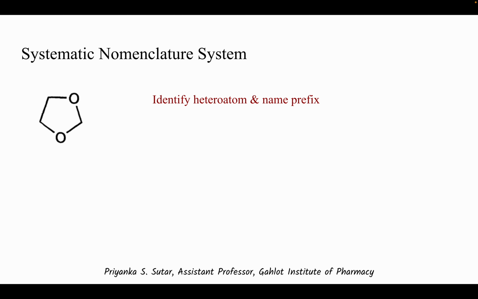So the first question: whenever you see a structure, the first thing you have to do is to identify the heteroatom and write the name of the prefix. As you know, as per the Hantzsch-Widman system, there are 2 parts. First part is the prefix, second part is the stem. So we'll start with the prefix.